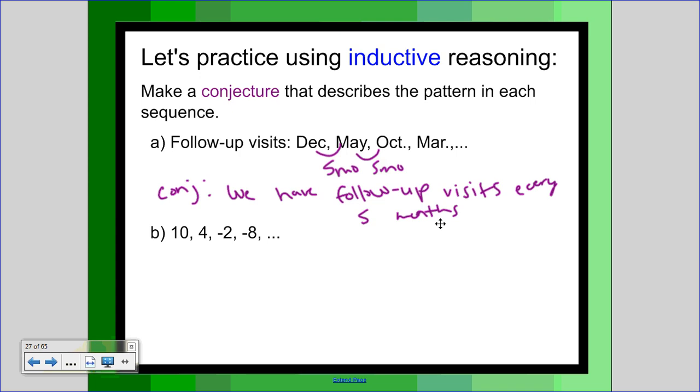So I want you to look at the second example and try to see if you can describe the pattern and use that pattern to make a conjecture.